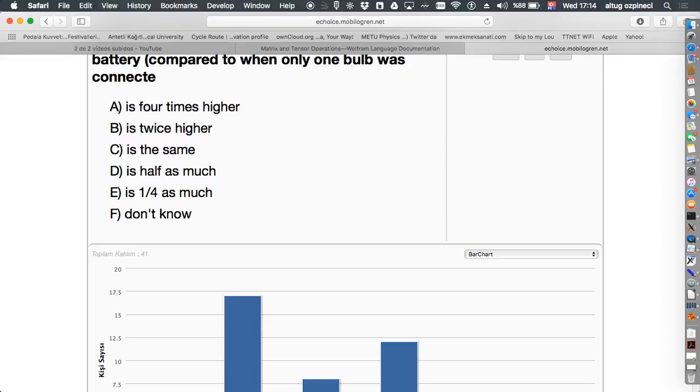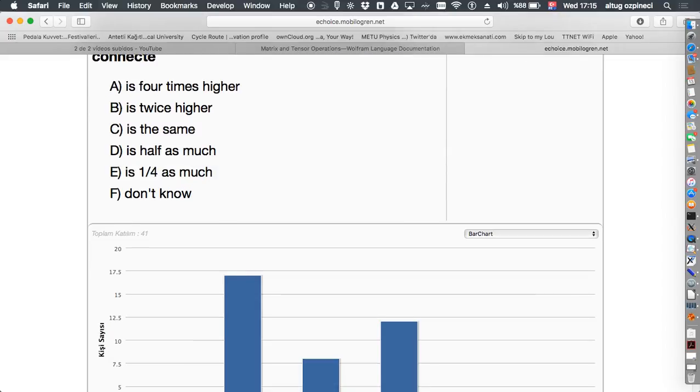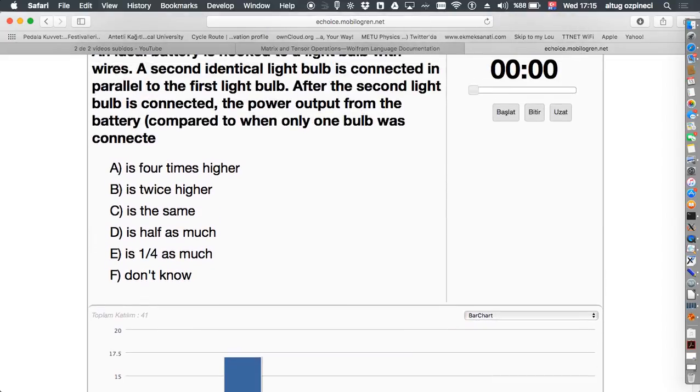No, we are not talking about the power dissipated. We are talking about the power output of the battery. The power output from the battery. We are not looking at the power dissipated. It's the same, it doesn't change.